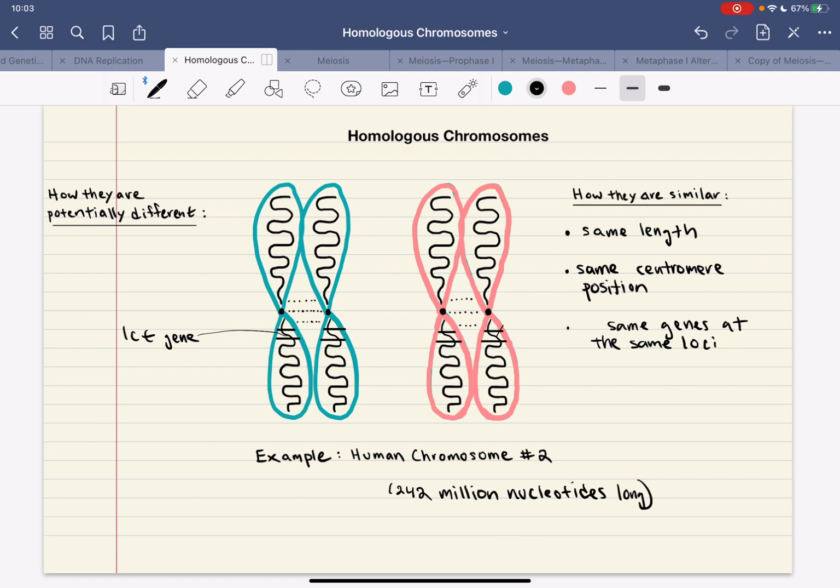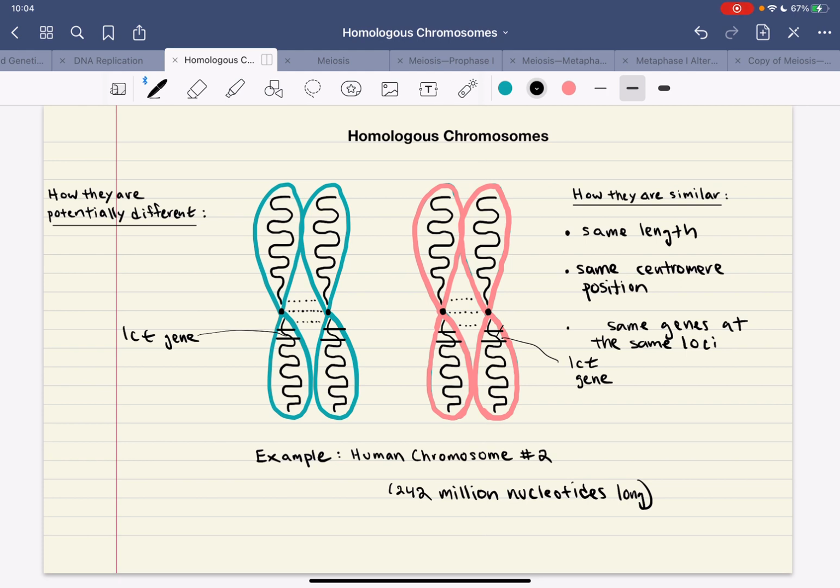It's not the gene that matters. I could pick any gene. It's the fact that since these two chromosomes are within a homologous pair, they both have the LCT gene that is intended to code for the enzyme called lactase, which allows mammals and other organisms to digest and break down milk sugar, lactose. So you could look at any of the hundreds of genes that are located on these chromosomes, they would all be at the same spot.